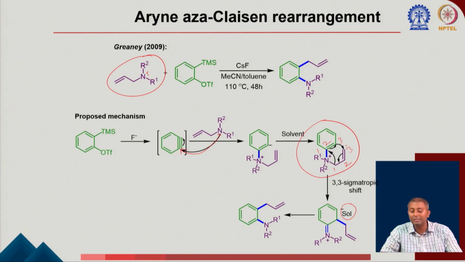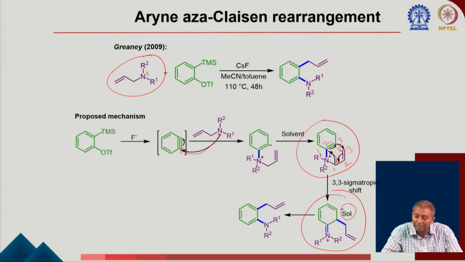So we have learned this 3,3 sigmatropic shift, correct? We have learned about the Claisen rearrangement. From there, what is going to happen here? This could be an aza-Claisen because there is a nitrogen here. So we have learned about this aza-Claisen reaction. It is going to break this nitrogen carbon bond and at the end form this particular compound.